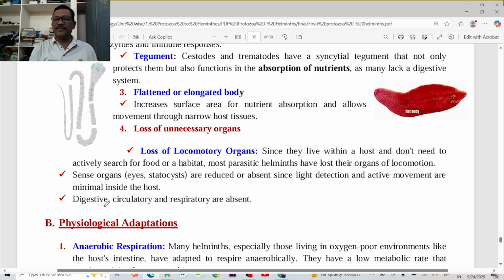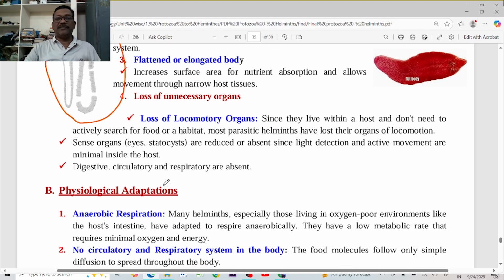Another important thing is, especially in platyhelminthes, the flatworms, there is no coelom in their body. They can be arranged in a small space. Of course, cestodes like Taenia solium are there. The cestodes may be meters and meters long, but they can be arranged in a centimeter of space because their body is flattened. And there is loss of unnecessary organs.